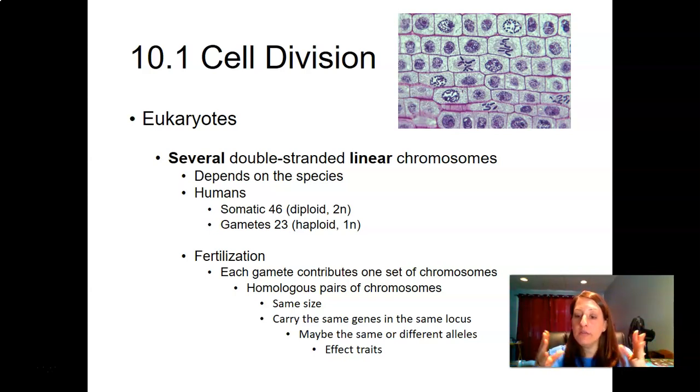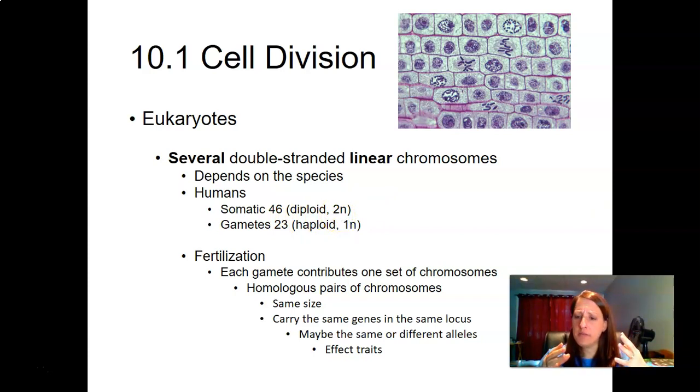So we say that all of your somatic cells, all of your body cells, not including your gametes, are diploid. They contain 46 chromosomes, or we could say 2 pairs. We can use the term 2N to represent diploid, or having 2 copies of each gene.